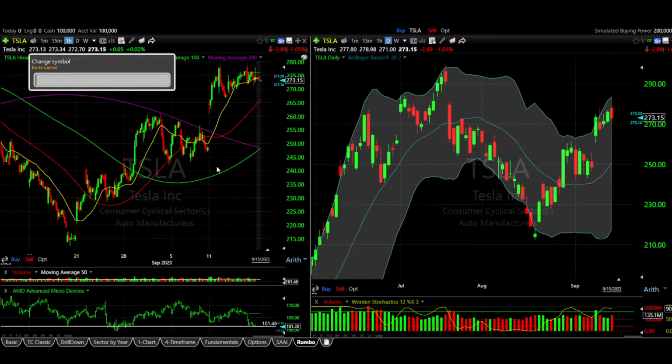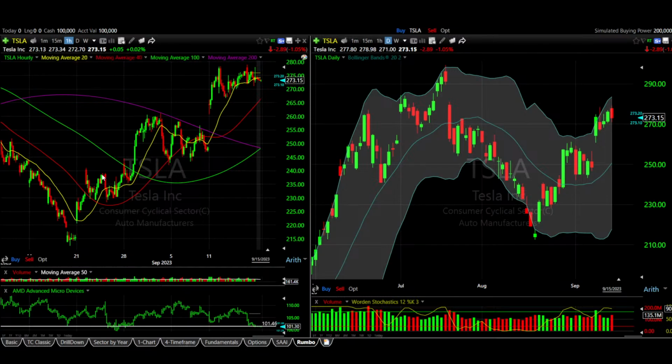Now, moving on from Tesla. Tesla was a little tricky here. Personally, I wouldn't have operated Tesla. I'm definitely going to operate this, though.